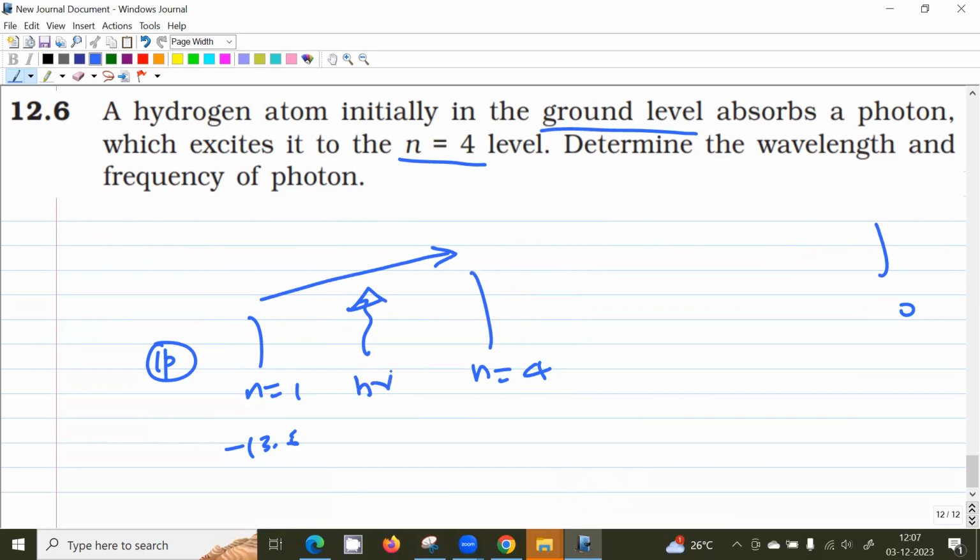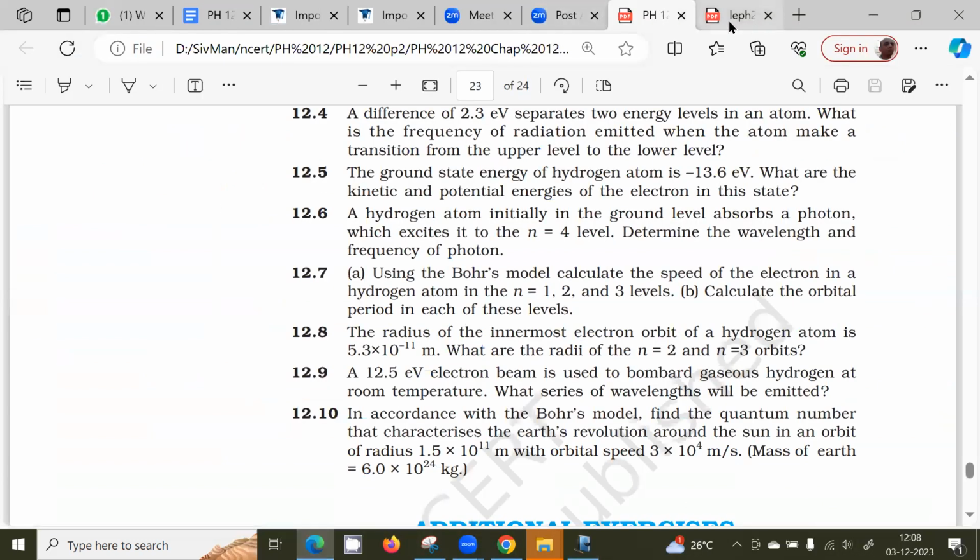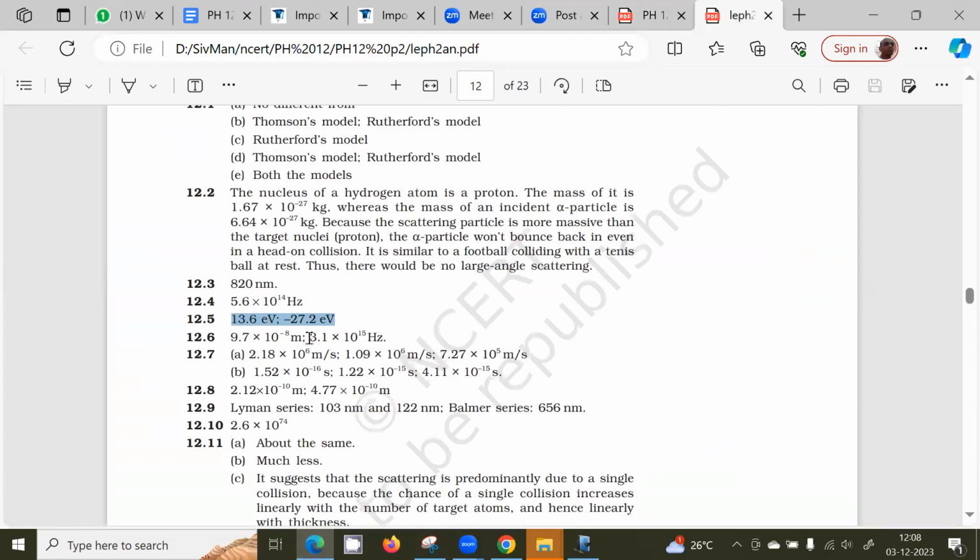So the energy of the photon is the increase in energy of this electron. Final energy minus initial energy is minus 13.6 by 16 minus minus 13.6 by 1 squared, which is 1. 16 because 4 squared is 16, so the energy of this level is 13.6 by 16. I can put 13.6 outside: minus 1 by 16 plus 1. If you put these values, I'll get the frequency. I'm not going to simplify, you can do it, and you should get this frequency.